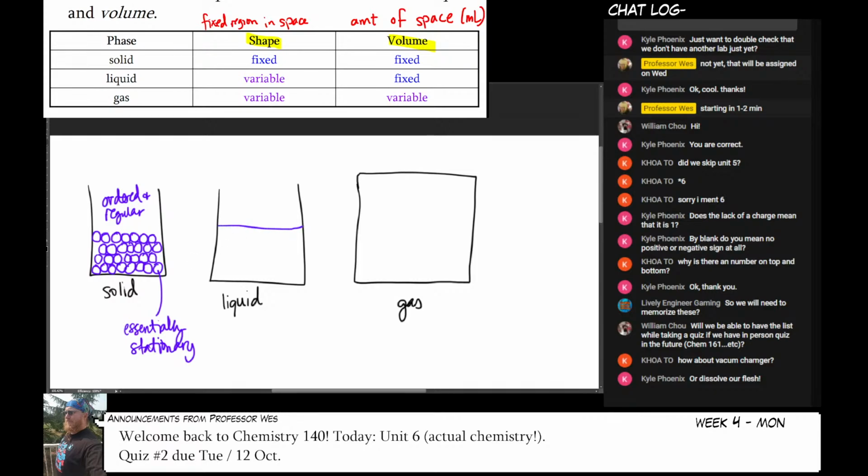Now, in a liquid, your molecules are close together.